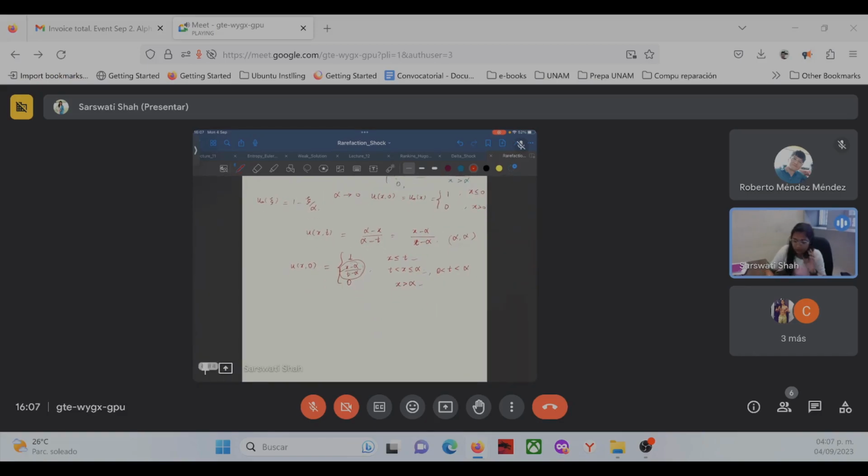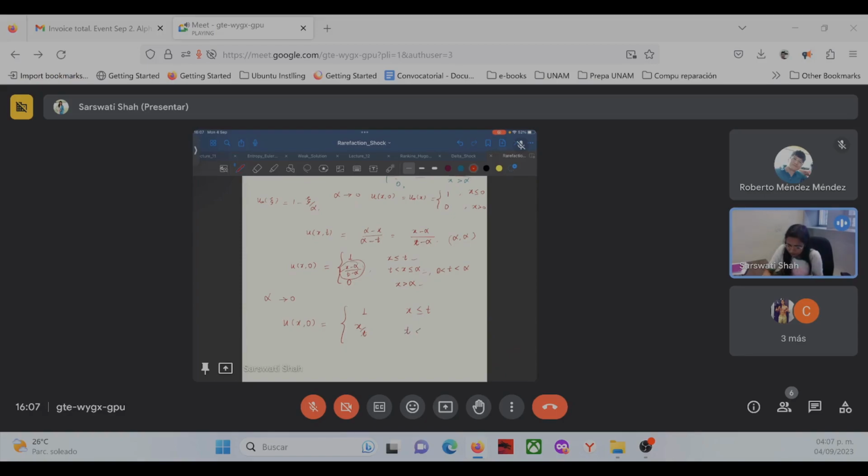And what will be the solution when alpha is tending to 0? 1 for x less than or equal to t. This is the very basic problem, and when we work on higher systems of equations, it is not that easy to write in this way. This was a single conservation law, a scalar conservation law.